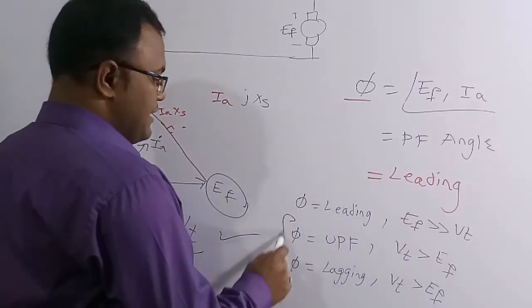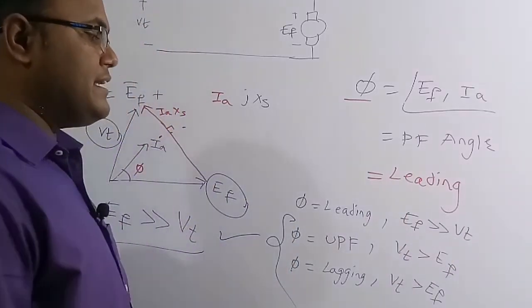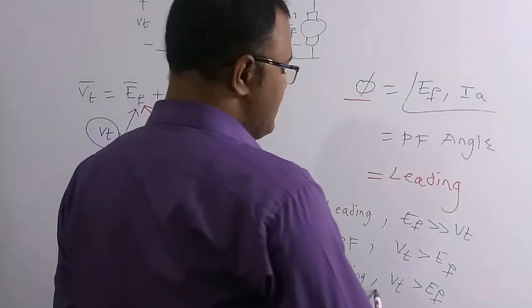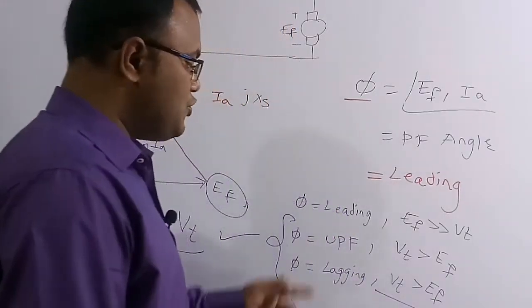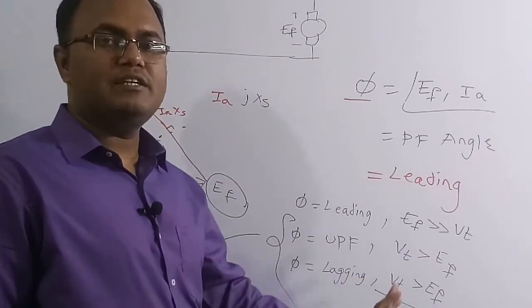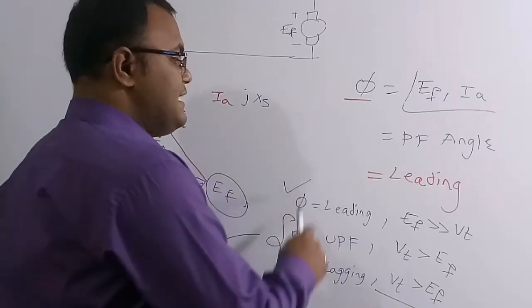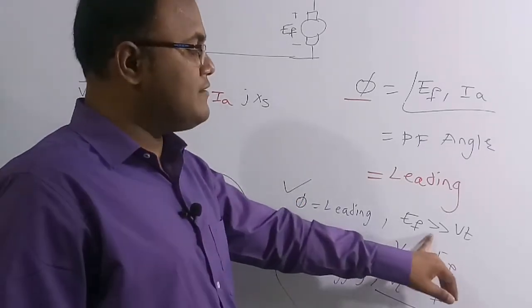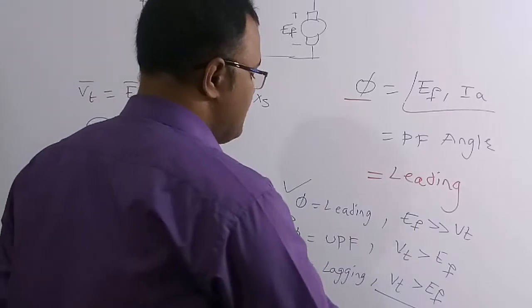But at UPF and lagging power factor, Vt will always be greater than Ef. So at UPF and lagging, Vt is greater than Ef. But at leading phi only, Ef is always greater than Vt. So this is also a very important point. Now we are going to solve the 46th question.